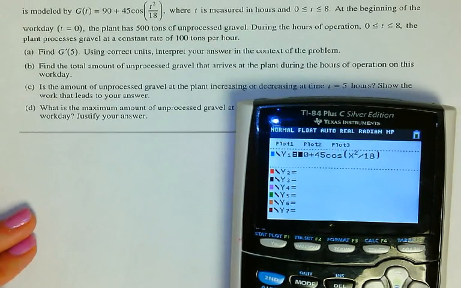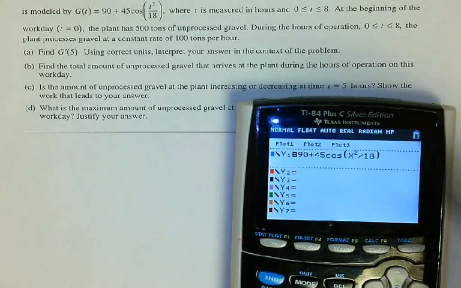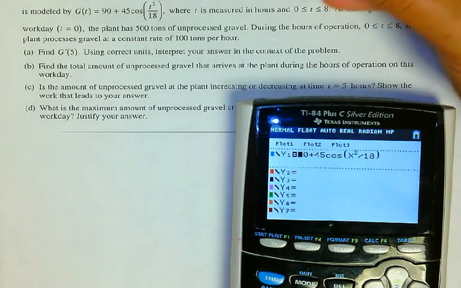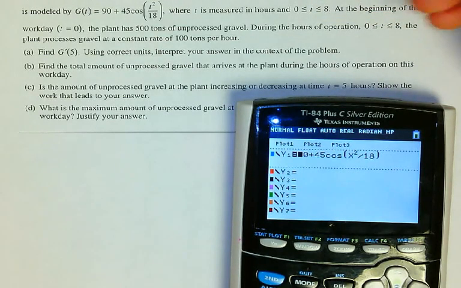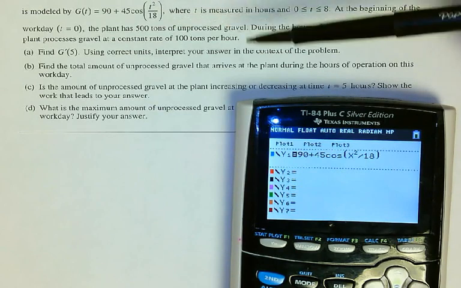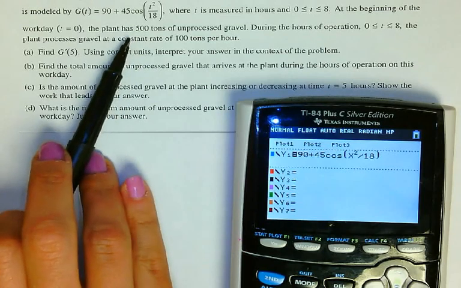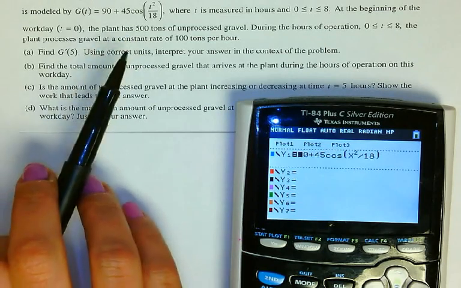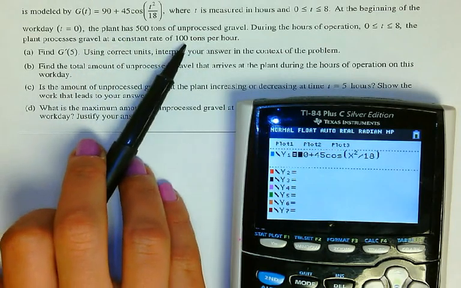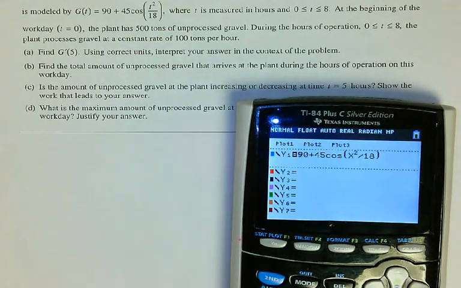One thing that's interesting in this problem that I would probably note is that G of T is not the amount of gravel. It's the amount that's arriving to the plant. It's actually a rate. So G of T is the rate in tons per hour that gravel is arriving. Picture it like you have a giant pile of 500 tons at the beginning of the day, and it's being processed at 100 tons per hour, but meanwhile, more gravel is arriving. So that's the situation we're in now.